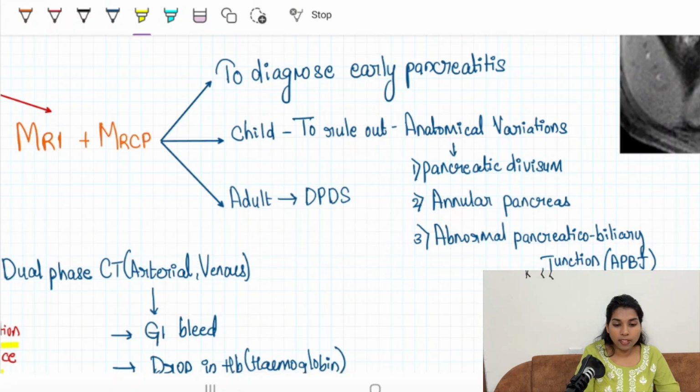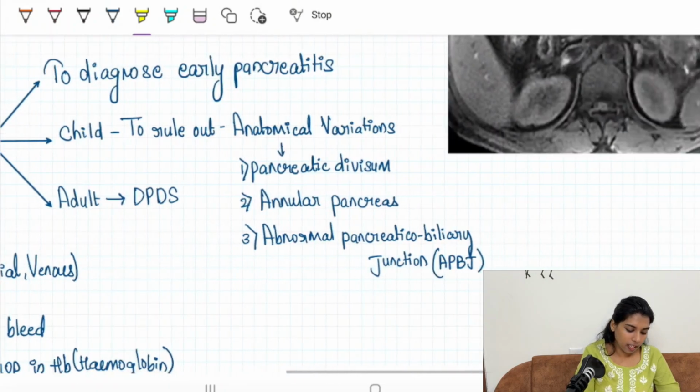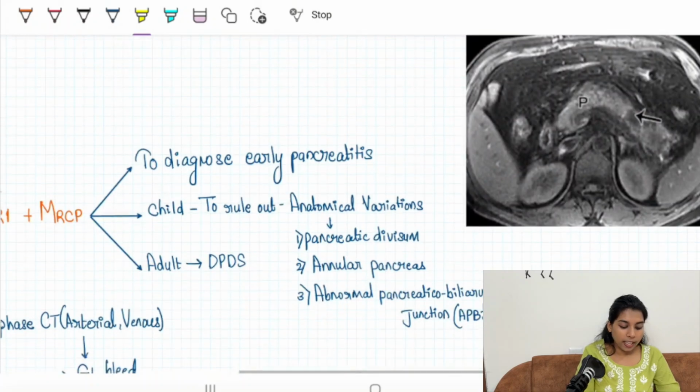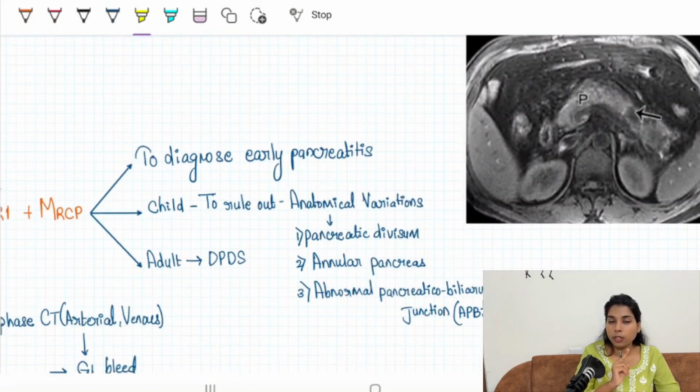Finally, MRI with MRCP. I think most of this we've already discussed. Whenever you're diagnosing an early pancreatitis, I've already told you, if it is negative on ultrasound and you do not find pancreatitis on CT, go ahead and do an MR. MR is the most sensitive investigation, specifically the T1 sequence, where you'll see a loss of fat in it, right?